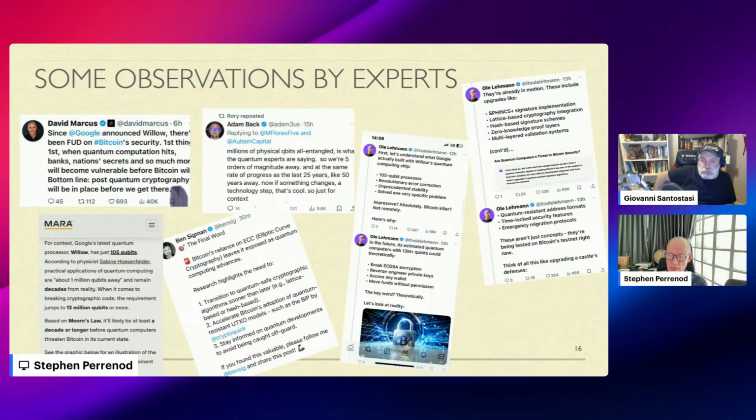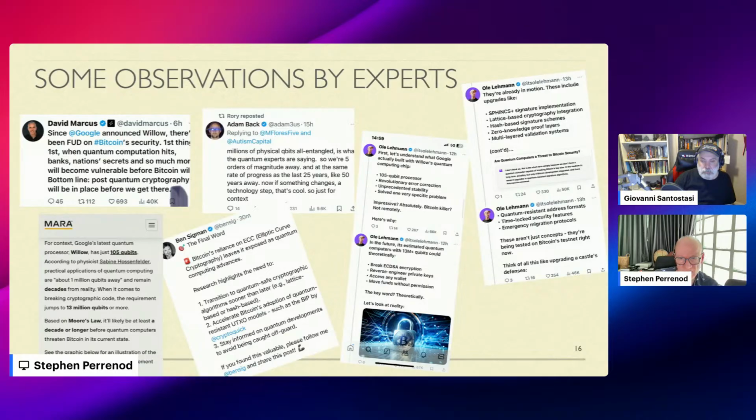Mara is the largest of the publicly traded Bitcoin miners, and they're quoting physicist Sabine Hossenfelder: practical applications of quantum computing are about 1 million qubits away and decades from reality. And for breaking cryptographic code, the requirement jumps to 13 million qubits or more. They may be able to do it with somewhat less, particularly with this surface code. Maybe they can reduce noise more rapidly, but they're so far away that we're going to see what happens and how this develops.